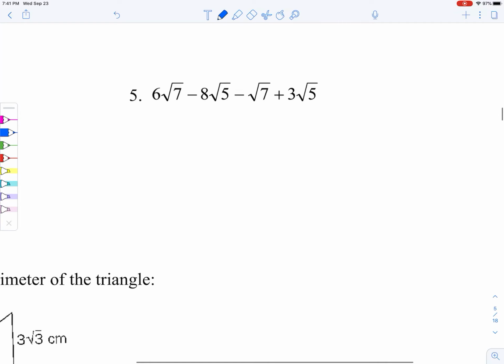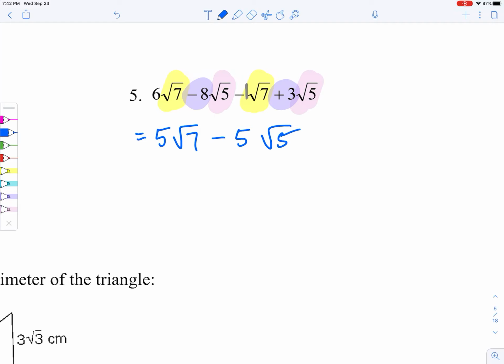Question 5 tries to make it trickier, but you will not be tricked. I've got some stuff with root 7's. I've got some stuff with root 5's. I've got an invisible ghosty 1 in front of this guy here. First thing I'm going to do is look at the root 7's. So I've got 6 of those. Take away 1 of those. It's going to give me 5 of those root 7's. And then when I'm looking at the pink, make sure you look at, so I've got a minus 8 and a plus 3. So minus 8 plus 3 gives me minus 5 of those pink ones, which was root 5.